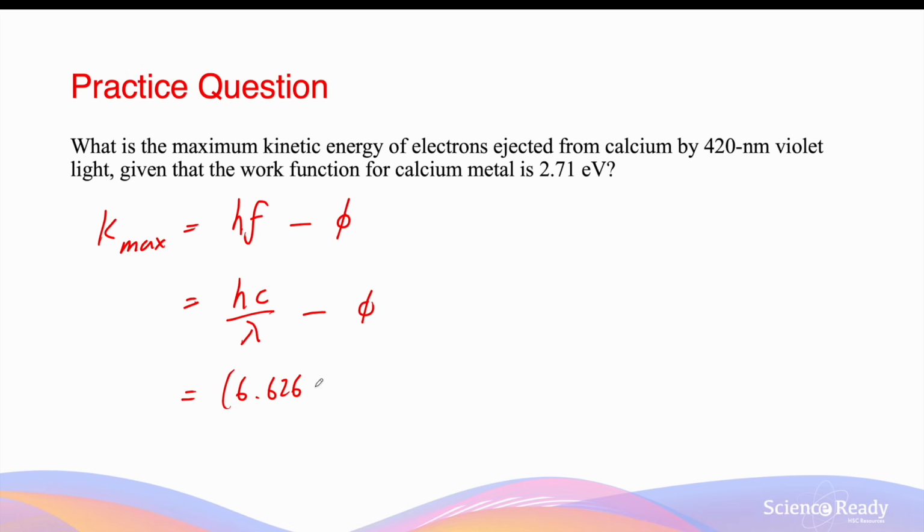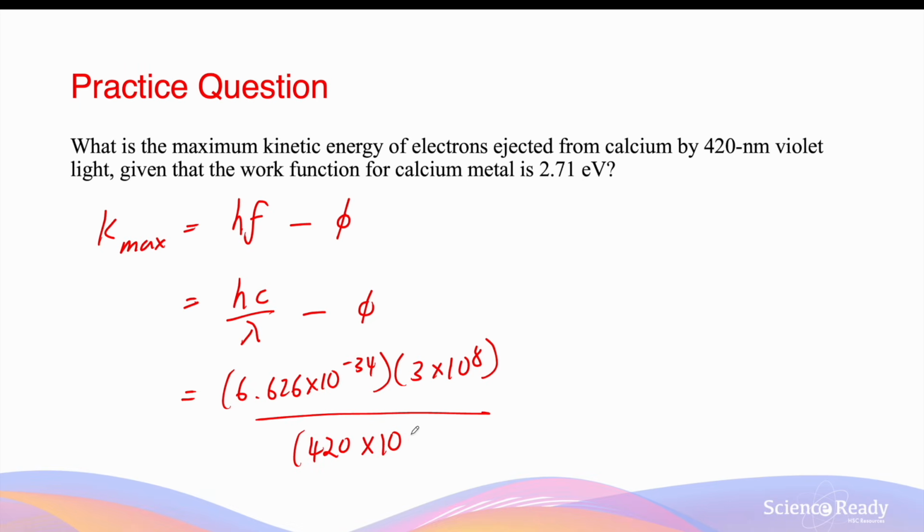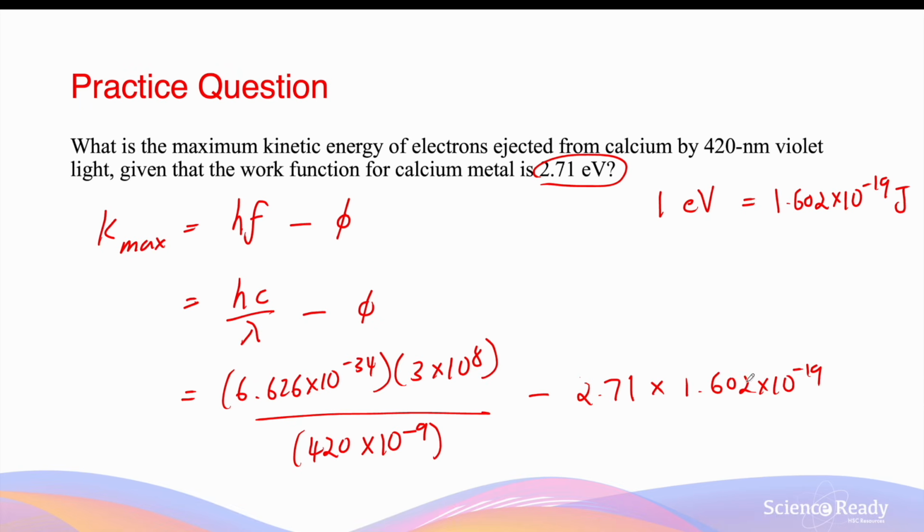Planck's constant is 6.626 times 10 to the minus 34. Speed of light, 3 times 10 to the power 8, divided by the wavelength, which is 420 nanometers. So we'll times this by 10 to the minus 9 to get meters, minus the work function. Now the work function here should be converted into joules. 1 electron volt, eV, is equal to 1.602 times 10 to the minus 19 joules of energy. 2.71 electron volts is equivalent to 2.71 times 1.602 times 10 to the minus 19 joules of energy. Putting this in the calculator will yield a kinetic energy value of 3.91 times 10 to the minus 20 joules.